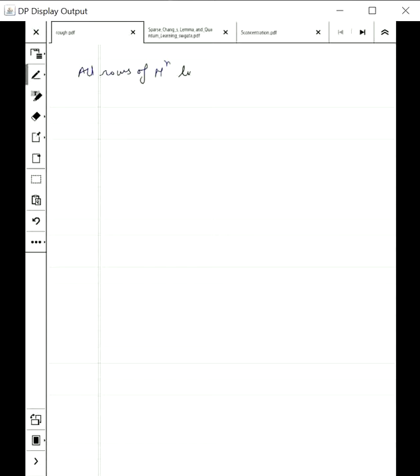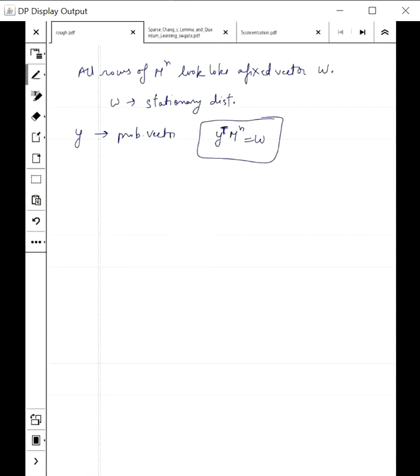a fixed vector W. And not surprisingly, this W is going to be our stationary distribution. If y is a probability vector, then you can easily show that if all the rows are W, then y transpose M^n is going to be W. Whatever be my starting vector, if you call it mu, then mu transpose M^n is going to be W, because every row is the fixed vector W and mu is a probability vector. So this shows we always converge to W.